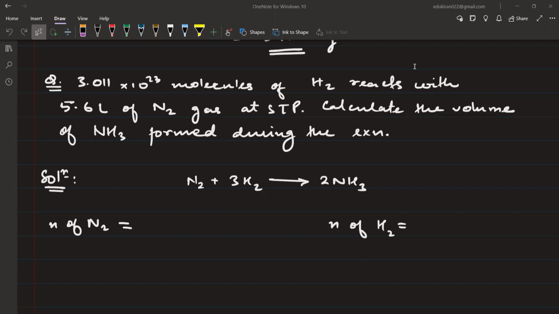What happened? Nobody has sent me the number of moles. Iram, Fatima, Abdullah, what happened? Abdullah, turn your mic on. What is the number of moles of N2? I got 0.2, sir. So why didn't you send it? N2 is how much? 5.6 liters divided by 22.4 will be equal to 1/4 moles.